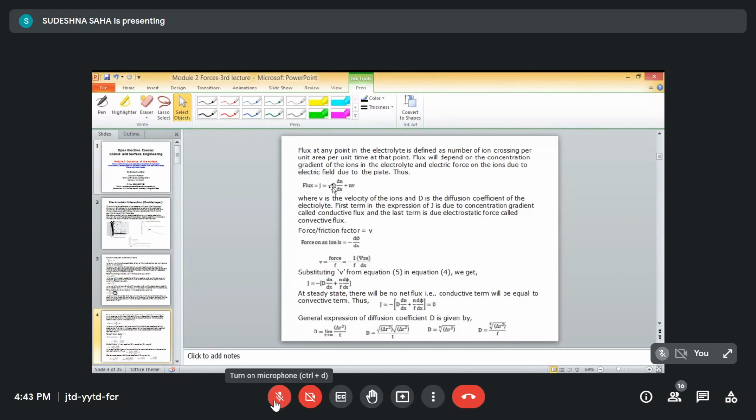The first term of this expression, minus D into dn by dx, is due to the concentration gradient, which is called the conductive flux, and the last term, n into v, is the convective flux. This is for conduction and this is for convection. And we can write force by friction factor equals v.